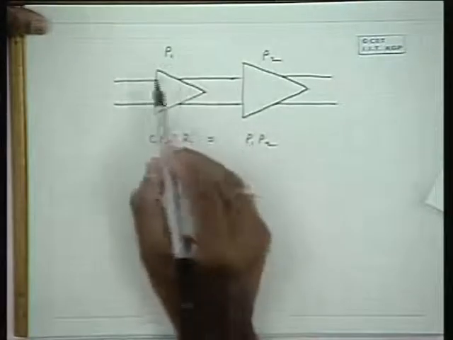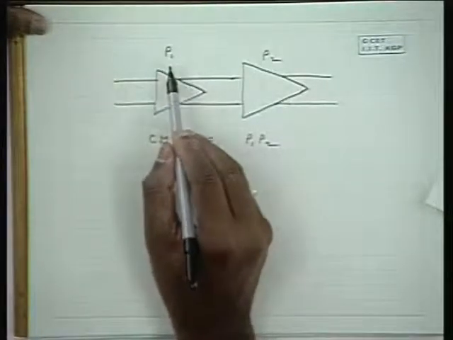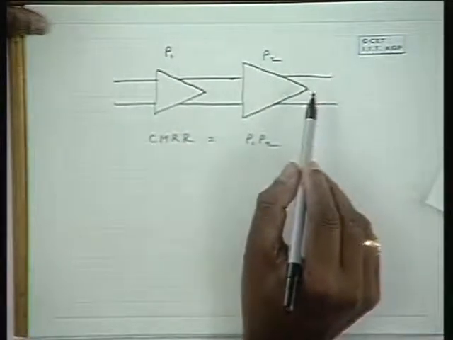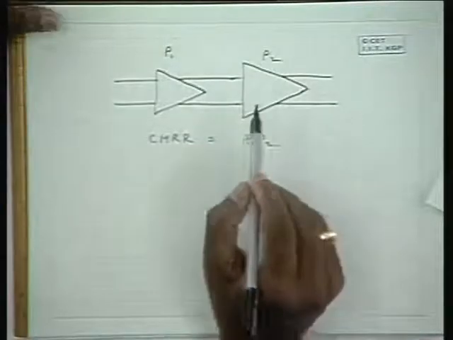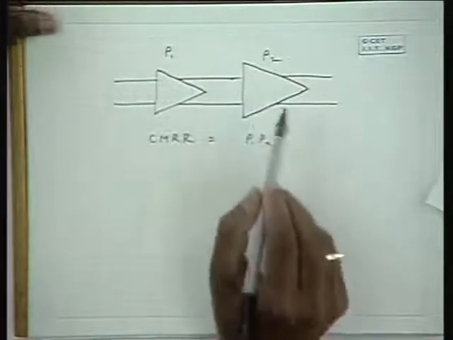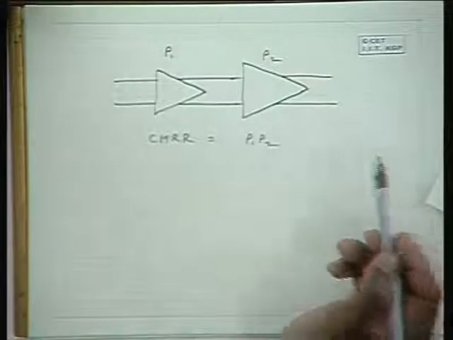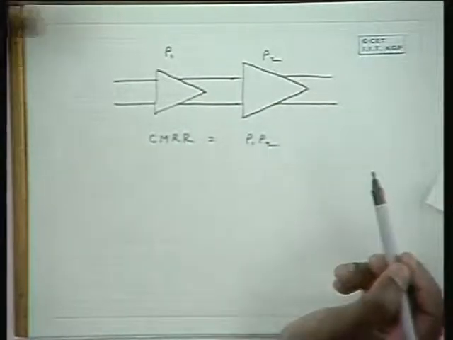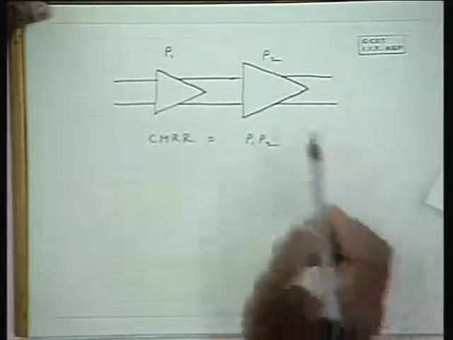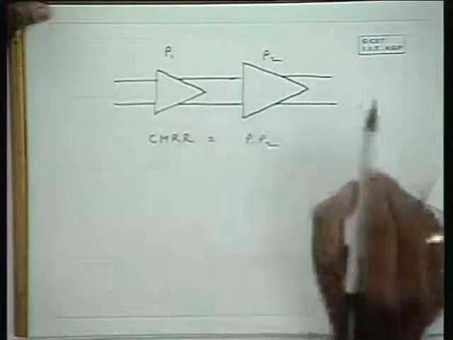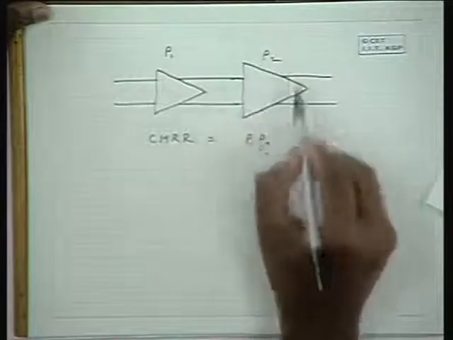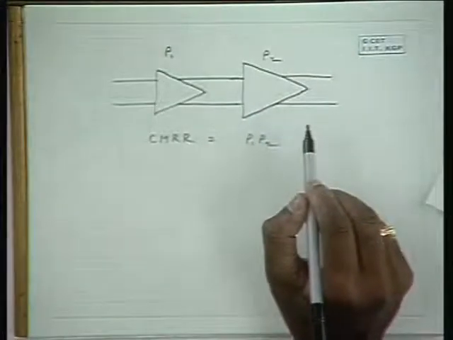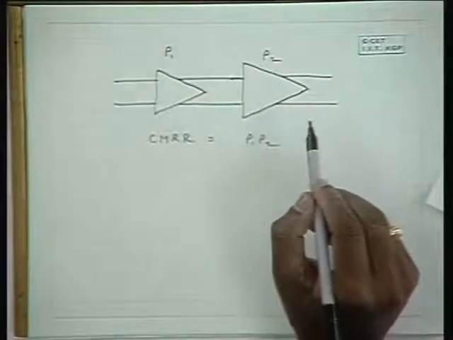And for differential gain, if AD1 is the differential gain here and AD2 is the differential gain here, you are going to have a differential gain of AD1 into AD2. Similarly, common mode gain of AC1 into AC2, hence CMRR of rho 1 into rho 2. So, in practice, we use a cascade of several such circuits to get a differential amplifier with high common mode rejection ratio.